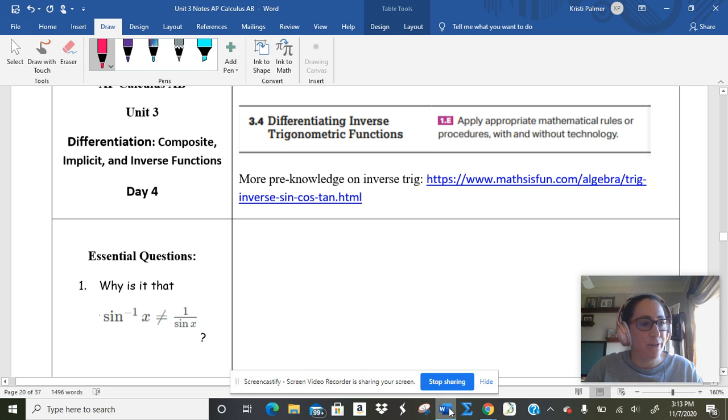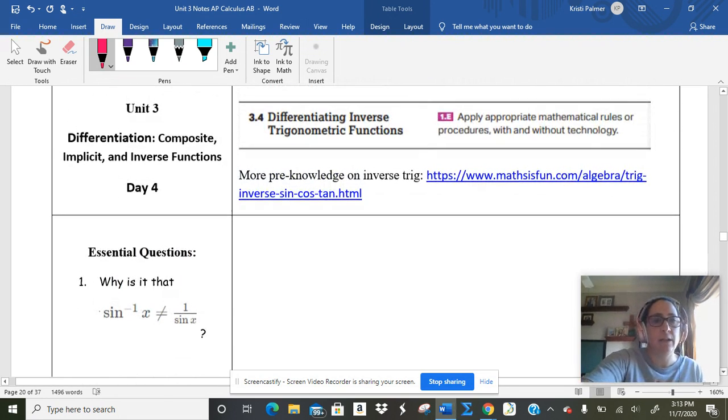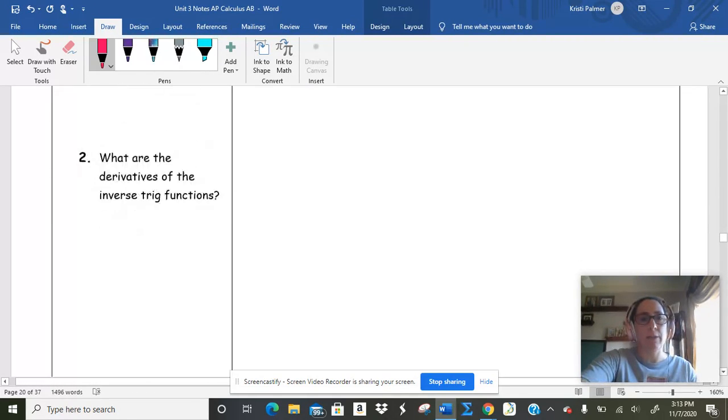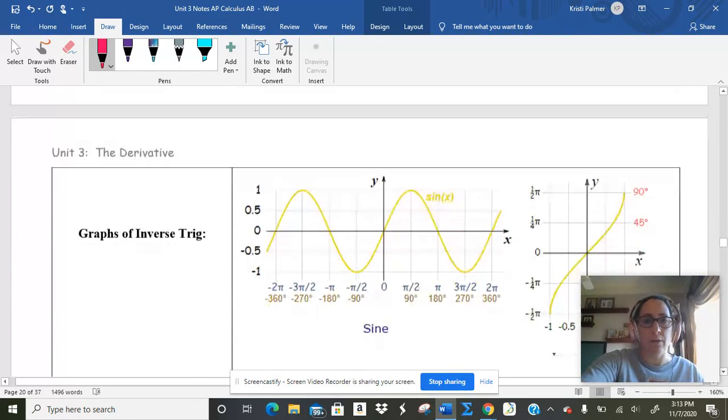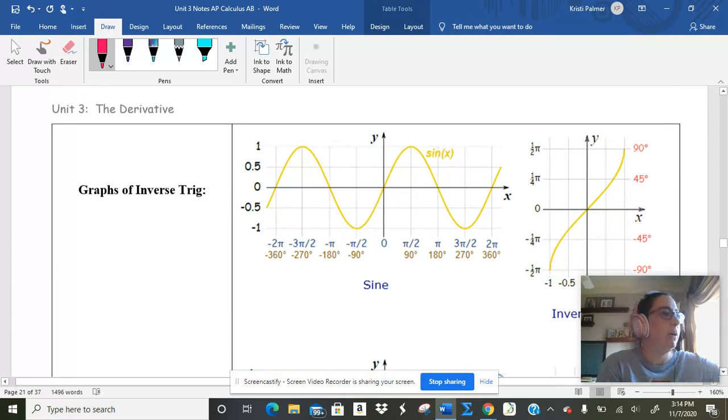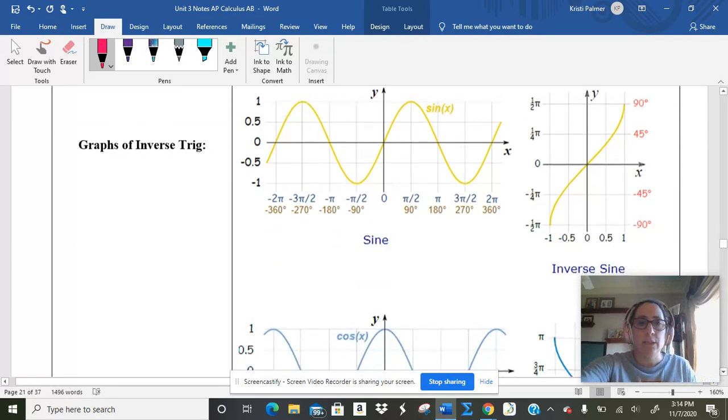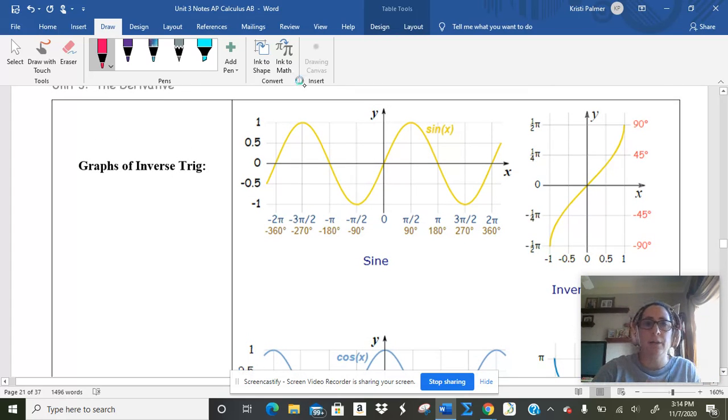Hi everyone. So we are on day 4 of Unit 3, and we're going to be talking about derivatives with inverse trig functions. So the first thing we're going to talk about before we get into all of the calculus part is the pre-calculus. So let's see if we remember the graphs of all of the trigs.